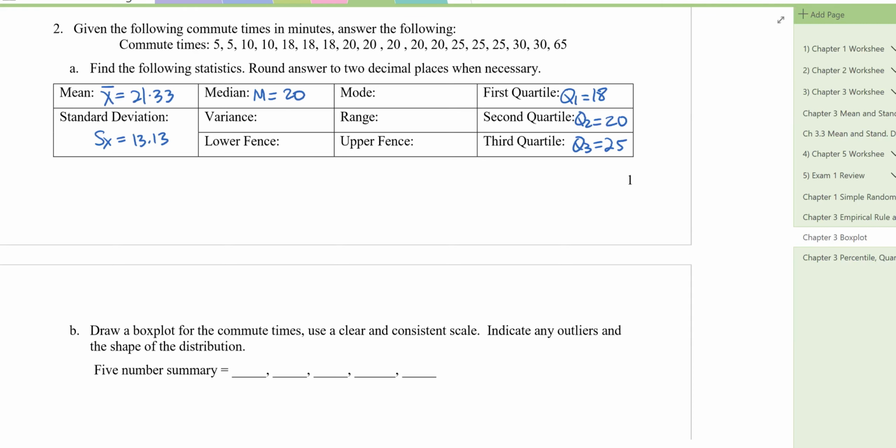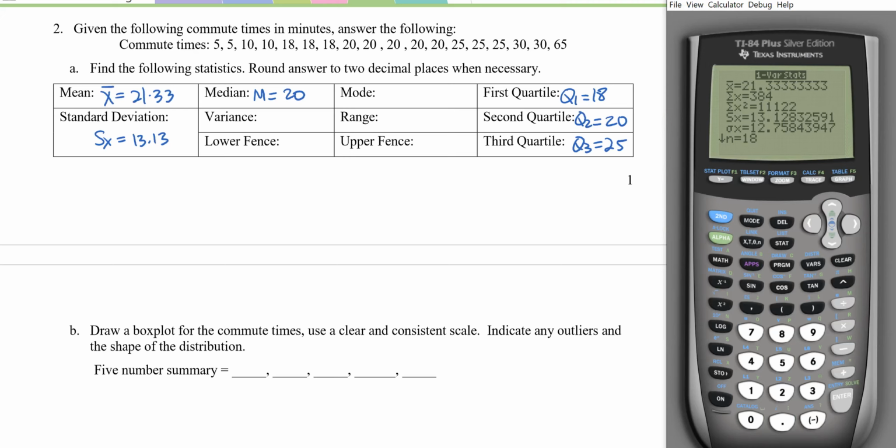Okay, so write down the information from the calculator. I have sample mean using x bar, 21.33. Again, I'm using the sample standard deviation here. Median notation, I'm using M for median. Now, first quartile, same thing as Q1. Second quartile, same thing as Q2, which is the median. Third quartile is Q3. All right, now let's calculate the rest of them.